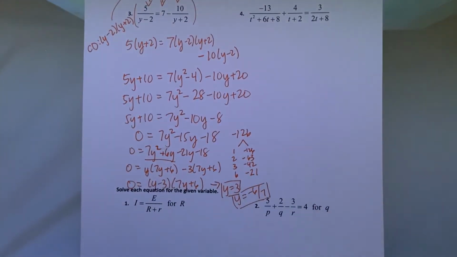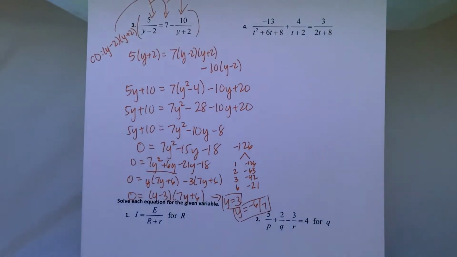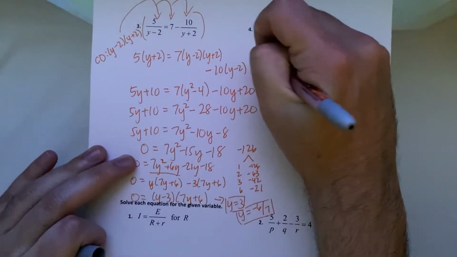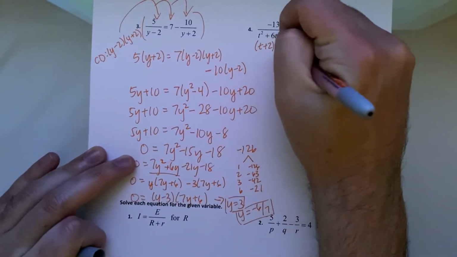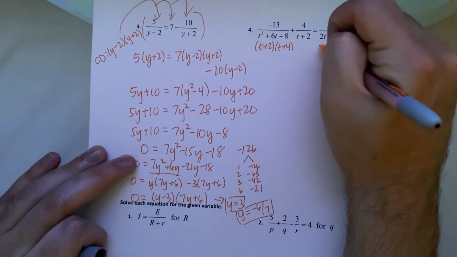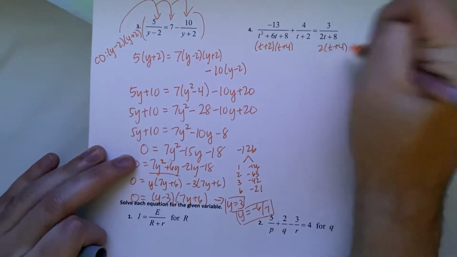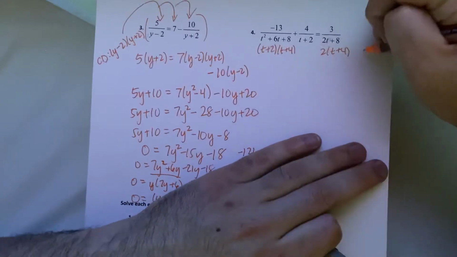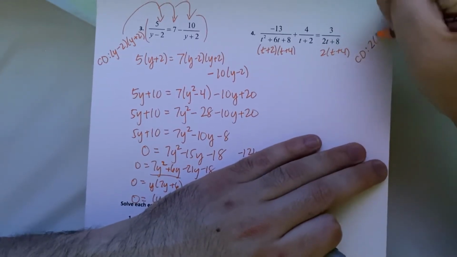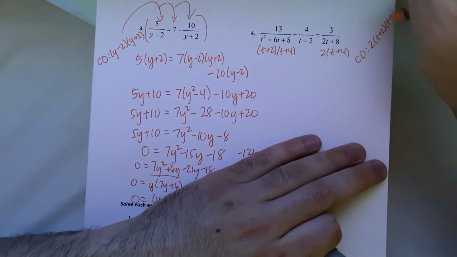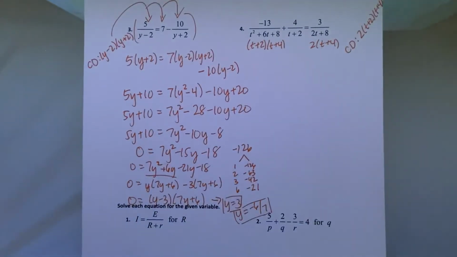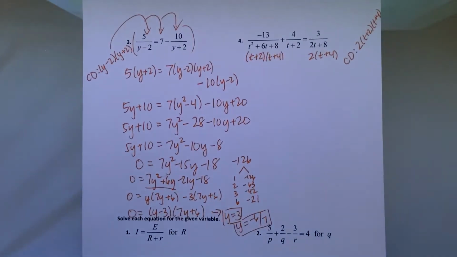I'm going to leave number 4 for you guys to do because you really need to practice on one that's like this. But I will make sure you know to factor. This is t plus 2 times t plus 4. This is 2 times t plus 4. So your common denominator is going to be 2 times t plus 2 times t plus 4. So I got you started, but you're going to have to multiply by that. So make sure you can do that.